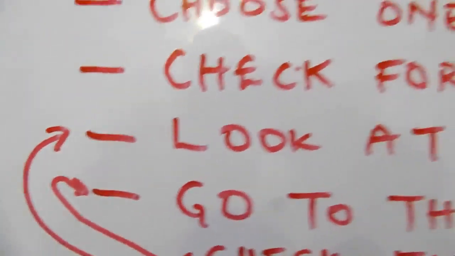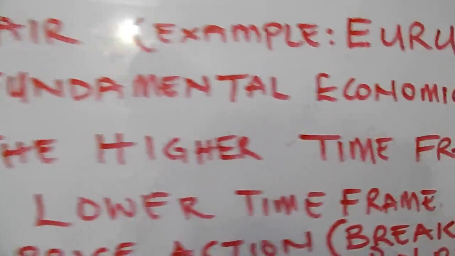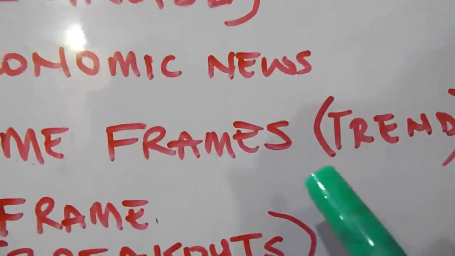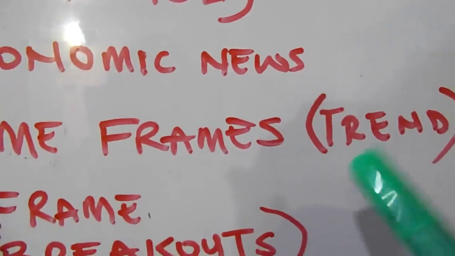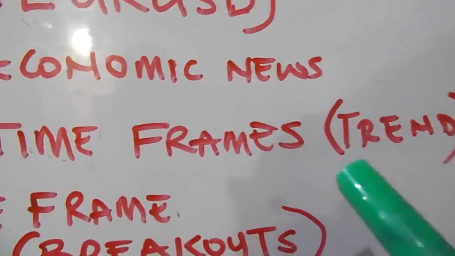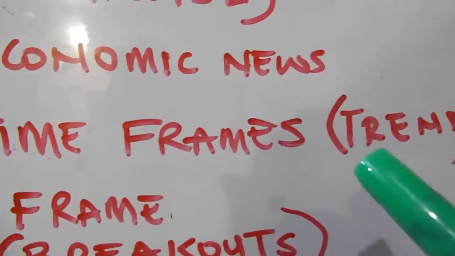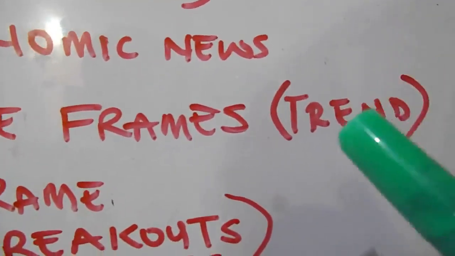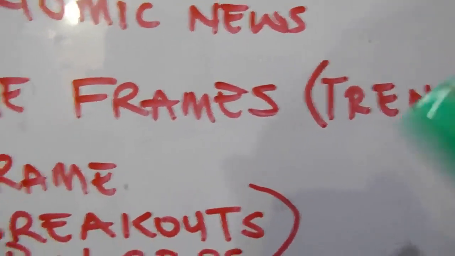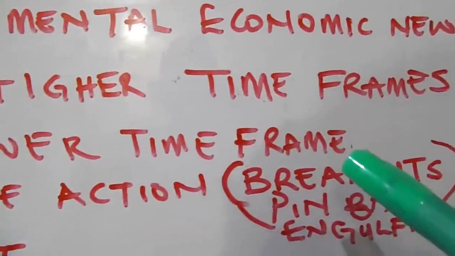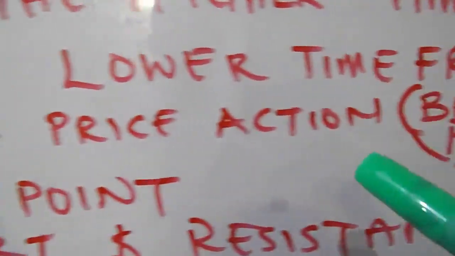One of the things you also look out for is the higher time frame on your chart. You look out for the trend. What is the trend saying on the higher time frame? Is it bullish? Is it bearish? You have to look out for this before you make your trading decision. Another thing you do is to go to the lower time frame, and you check for price action.